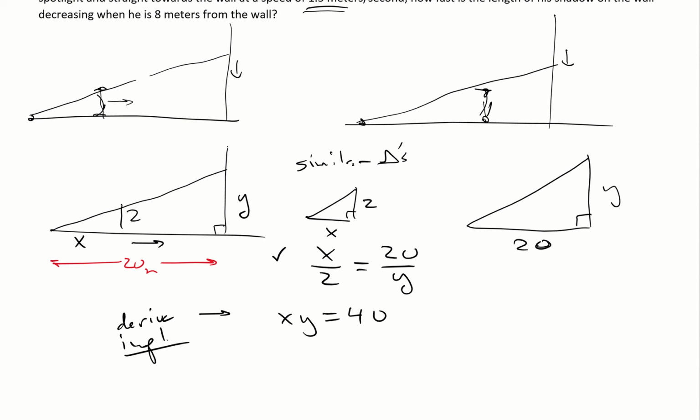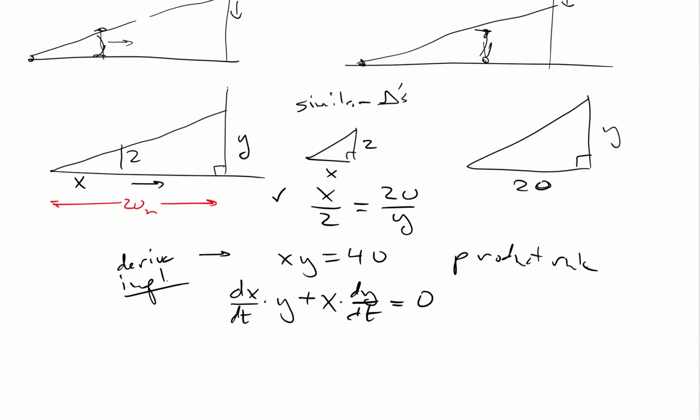Okay, what we're looking at is a product rule. So we'll derive x, we call it dx/dt, leave y alone, plus leave x alone, dy/dt is equal to the derivative of 40, which is 0. This is where we're at right now.